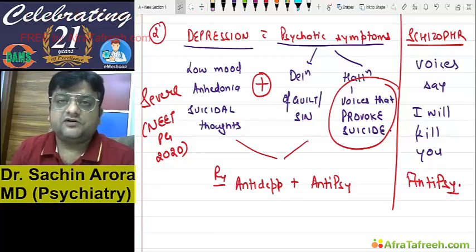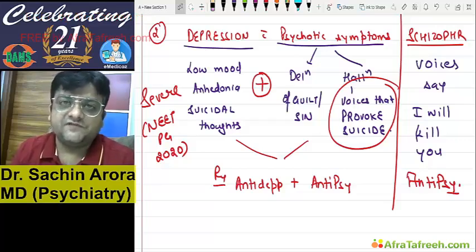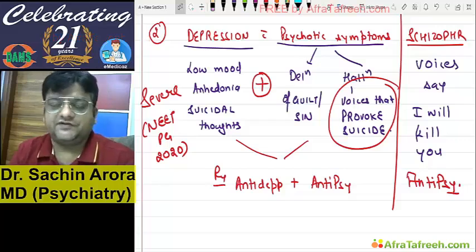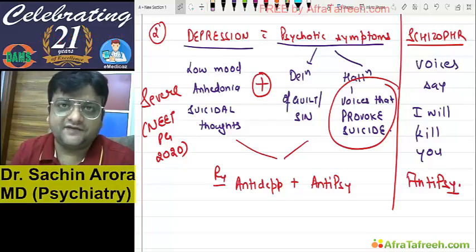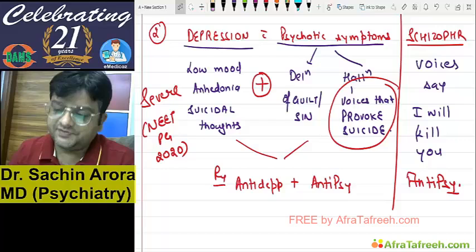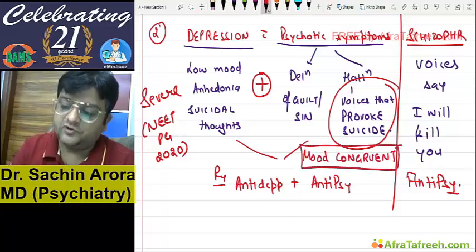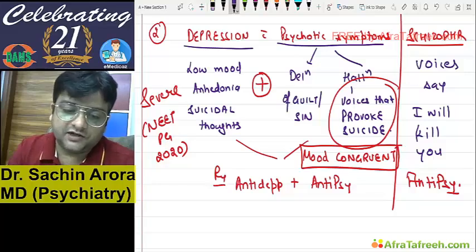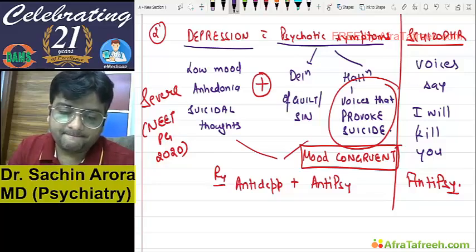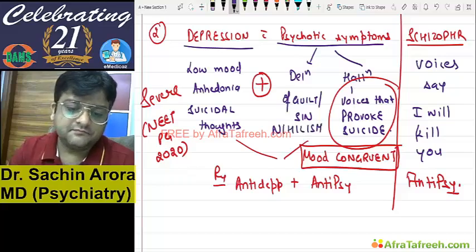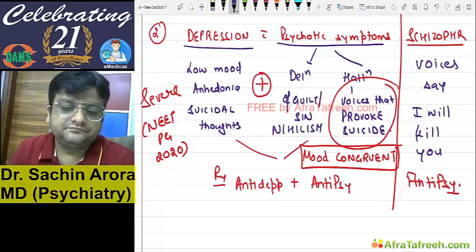This question was marked wrong by many students, that depression can have psychosis when it is severe. The student believed depression is a neurosis. No, depression is a mood disorder which can have psychosis when delusion hallucination present. These delusion hallucination are in accordance with the depressed mood. Hence we call them mood congruent delusions. It also includes nihilism.